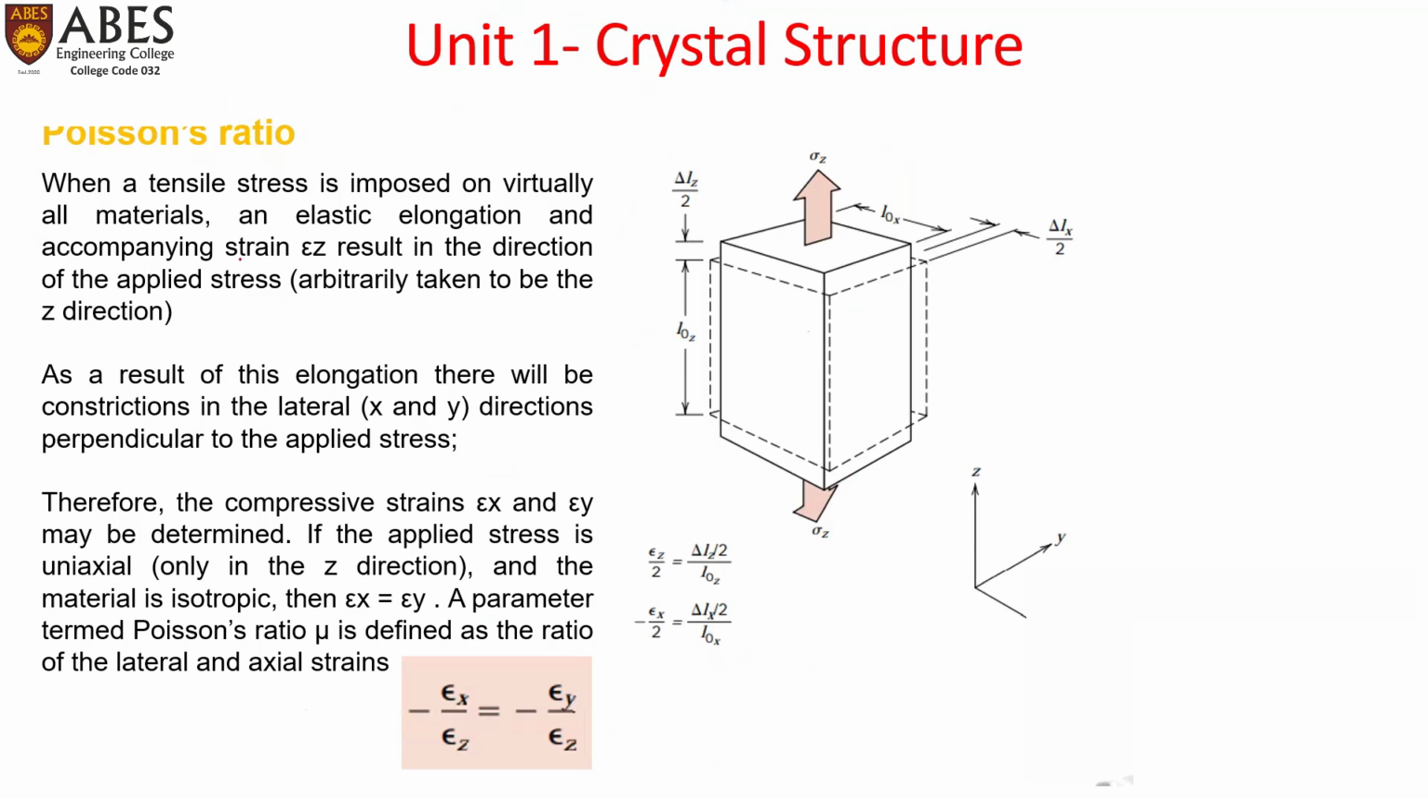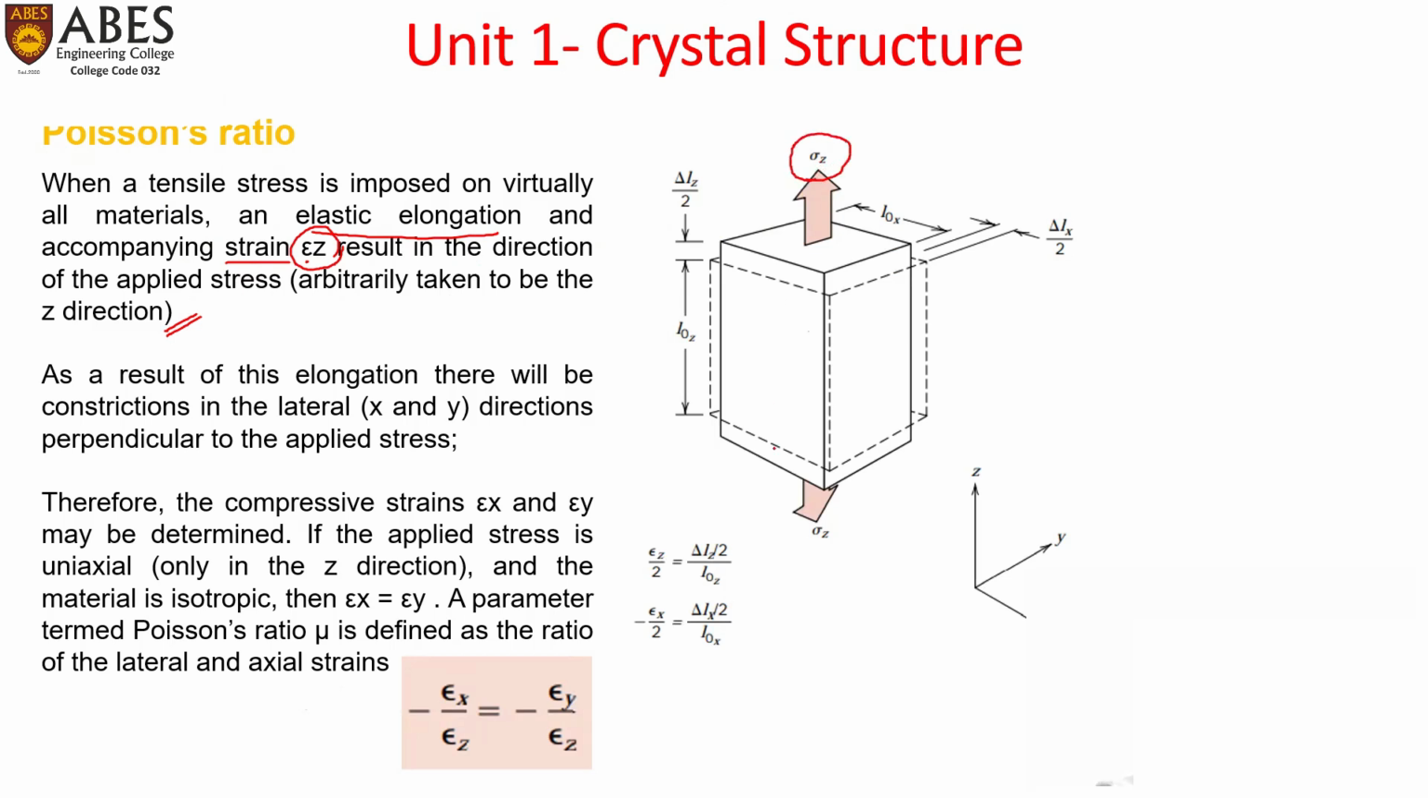Now Poisson's ratio. While we're discussing longitudinal and lateral strain, when a tensile stress is imposed on virtually all materials, an elastic elongation and accompanying strain epsilon z result in the direction of the applied stress, that is taken to be the z direction. Suppose the body is under a loading condition, where the force is applied along the z axis.